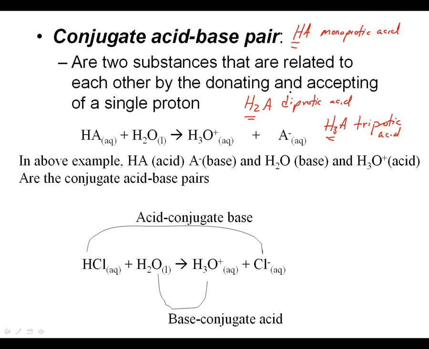So as we talked about before, for example, this HA could be like HCl, which is hydrochloric acid. H2A could be something like H2SO4, which would be sulfuric acid. H3A could be something like H3PO4, which would be phosphoric acid. So again, you'll sometimes see these generic formulas used when people talk about acids and bases.